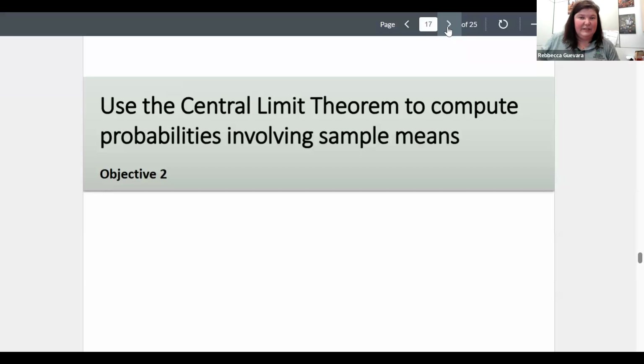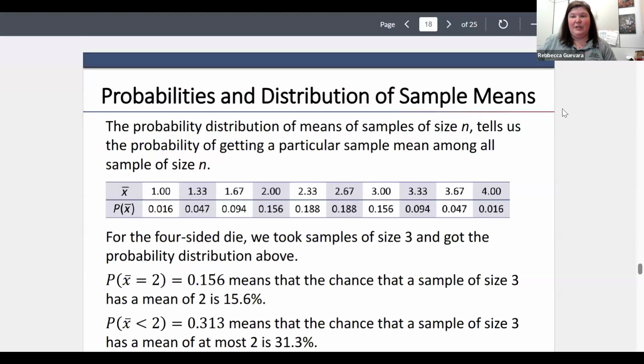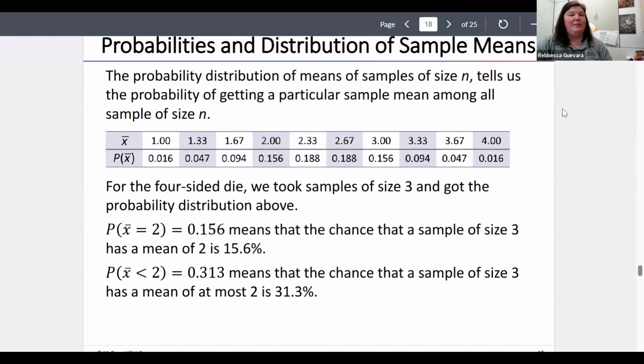All right, so we're actually getting some calculations here of probabilities. Not much has changed from the last time we were calculating probabilities. It's just trying to get the mean and standard deviation. So a probability distribution of means of samples of size n tells us the probability of getting a particular sample mean among all samples of size n.